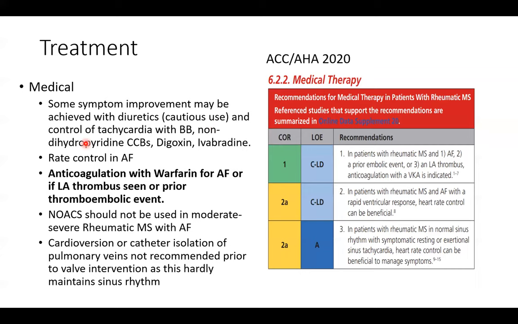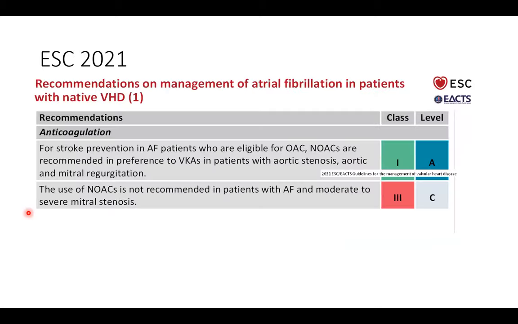I left out some of the recommendations. They say do not do catheter ablation or even cardioversion in a patient with MS and atrial fibrillation prior to valve intervention. If you're going to consider rhythm control using catheter ablation or pharmacologic cardioversion, then do it after the valve has been intervened on, because sinus rhythm restoration doesn't last if the valve stenosis is still there. There's so much detail that I couldn't put everything. We shouldn't use NOACs for MS with AF. Use of NOACs is class 3, so don't do it. If you have AF with moderate to severe MS, do not give NOACs, give warfarin, and it's much better.